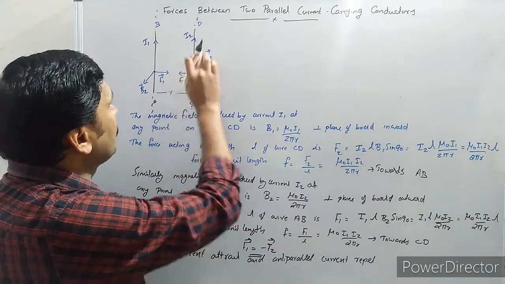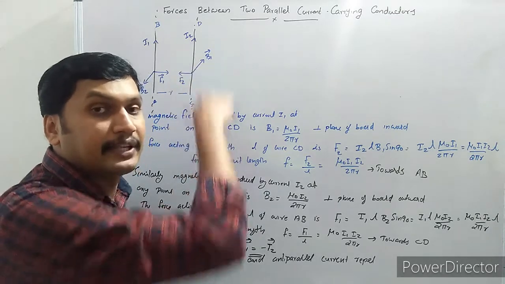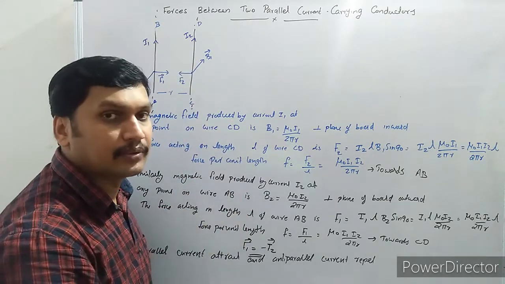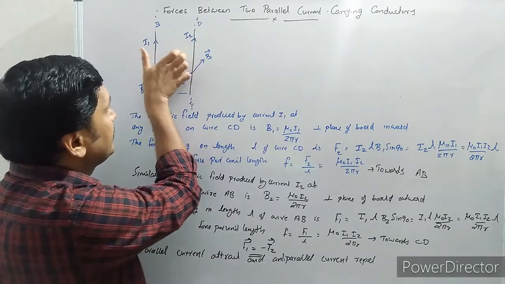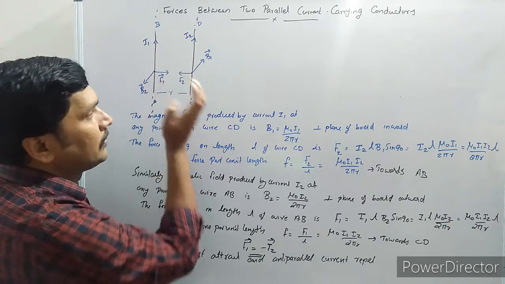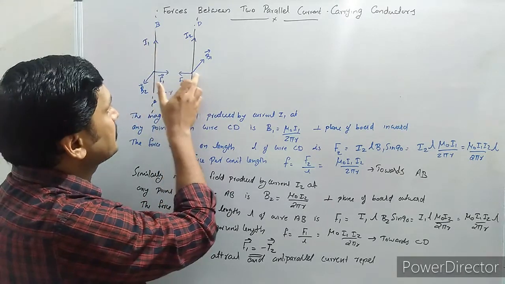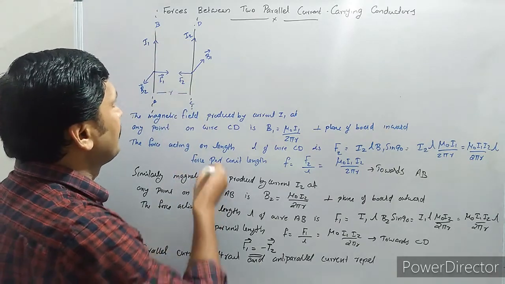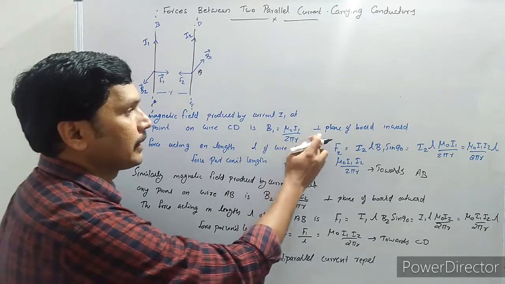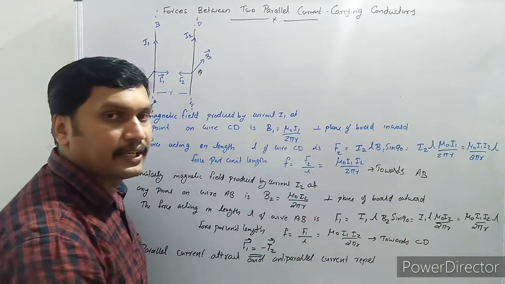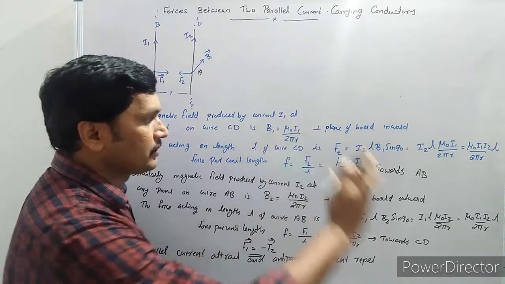Now what is the direction of B1? That can be predicted by the right hand thumb rule. If you hold this conductor in such a way that the thumb points in the direction of current, then the curved fingers give the direction of the magnetic field. So at this point, B1 is perpendicular to the plane of the board and inward. The magnetic field strength is mu 0 I1 by 2 pi r.